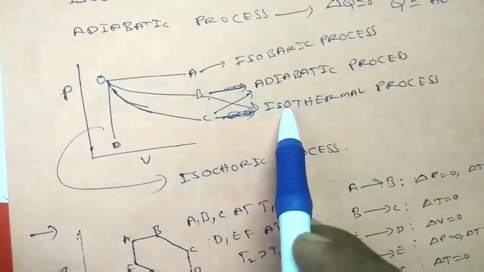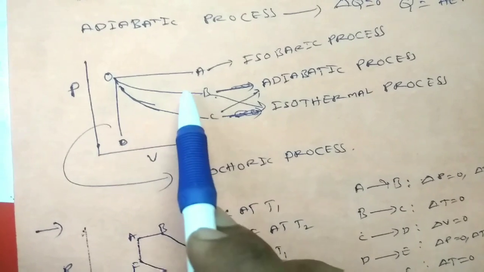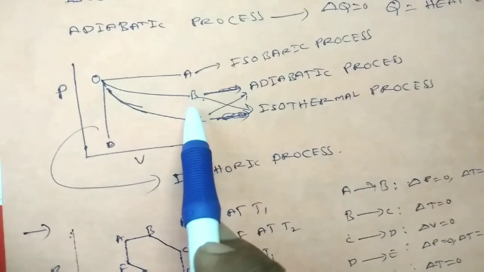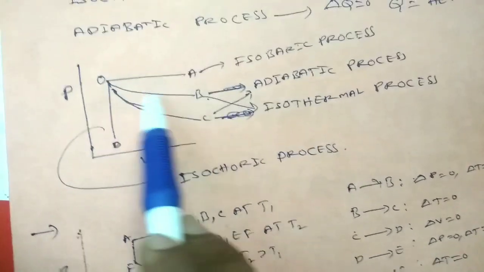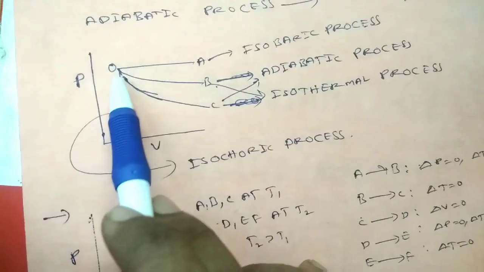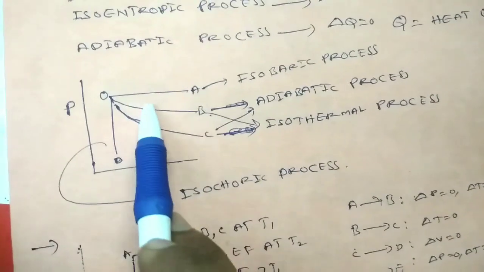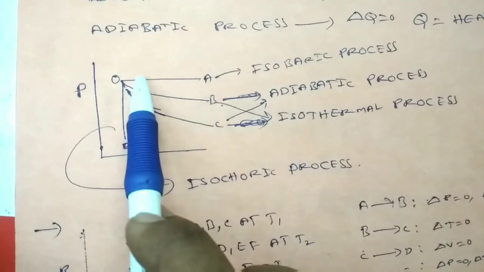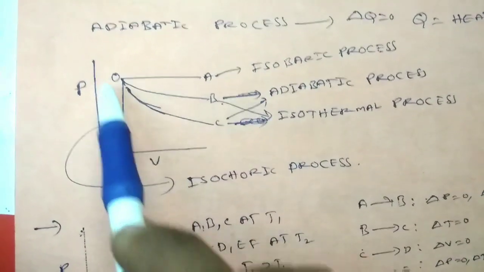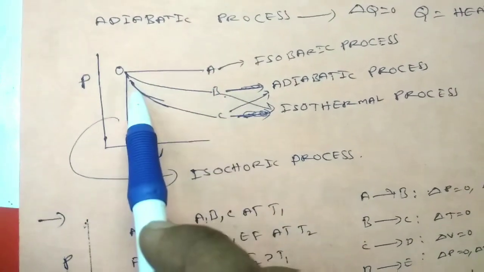The adiabatic curve will come down below the isothermal. So OC represents the adiabatic process, and OB represents the isothermal process. Many times this graph has been asked in questions. So this is isobaric, this is isochoric, isothermal, and adiabatic.